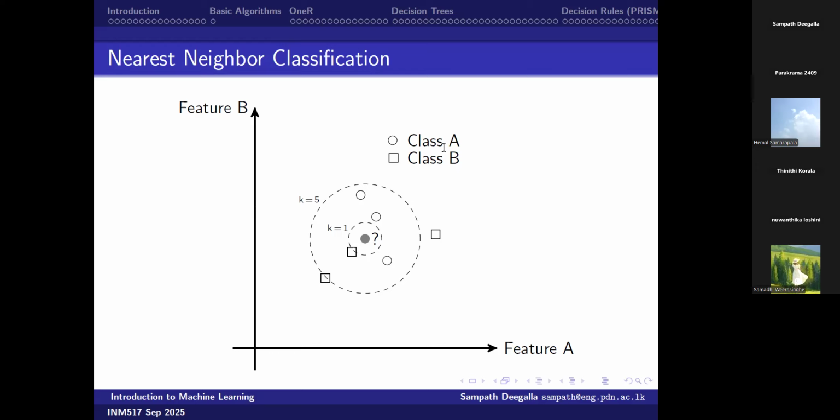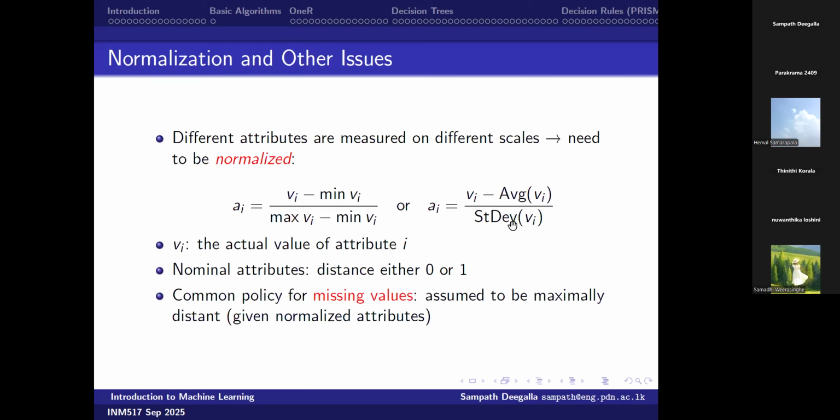Classification problem means you have data with labels. So in this particular case, we have two types of labels, class A and class B. Okay. Now that we have understood how the classification happens, we need to understand there are some other issues.